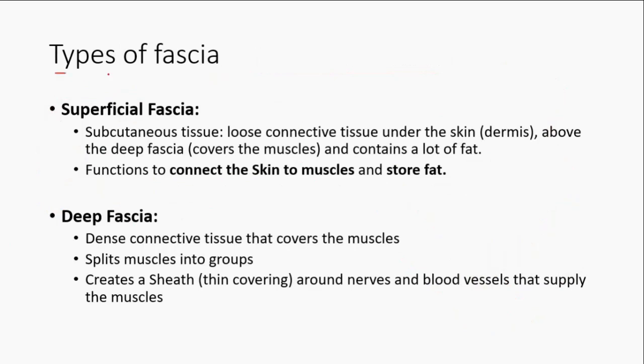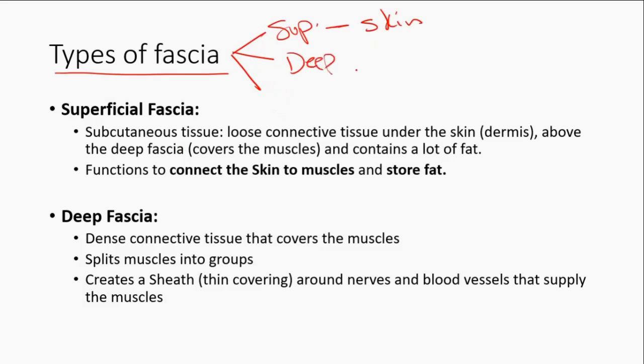Okay, so let's look at the types of fascia. Remember we said there are 3 types of fascia. There's superficial fascia, and when you think of superficial fascia you want to think of skin. Then there's deep fascia, and when you think of deep fascia you want to think of muscle.